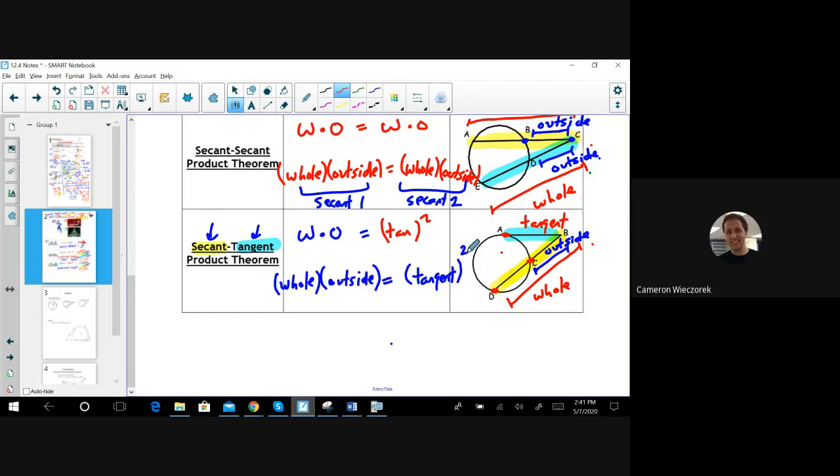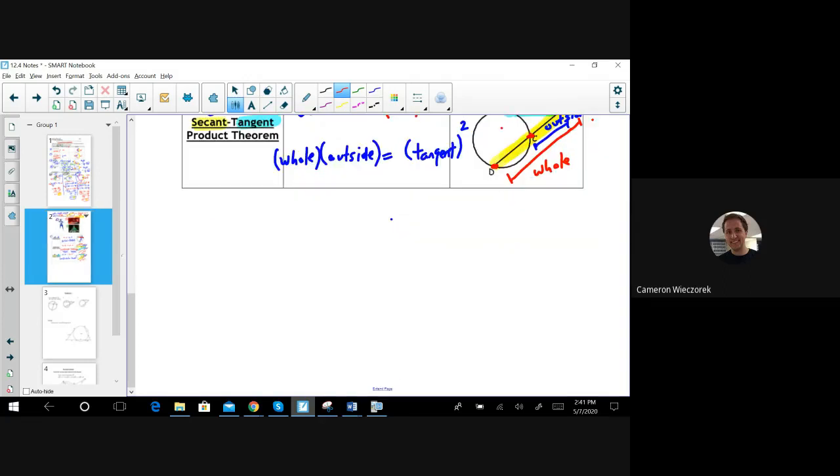Okay, make sure you square it, that's important. So that's what we use when we have a secant and a tangent. Okay, so you got to identify what the pieces are first. You have two secants, one secant and a tangent, or two chords. That's going to help you decide which formula to use.